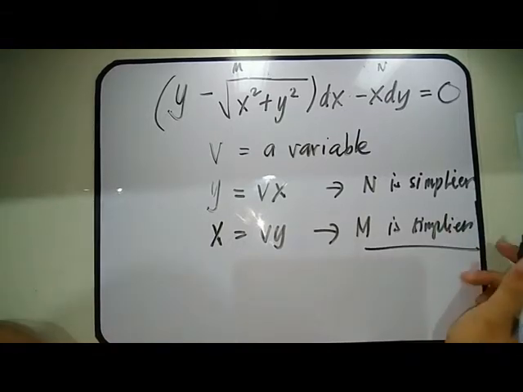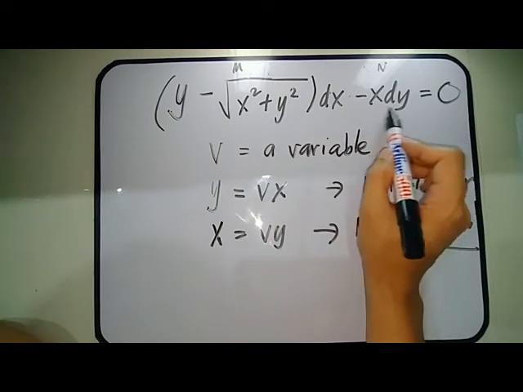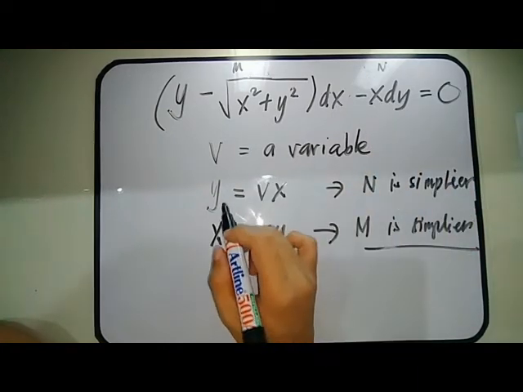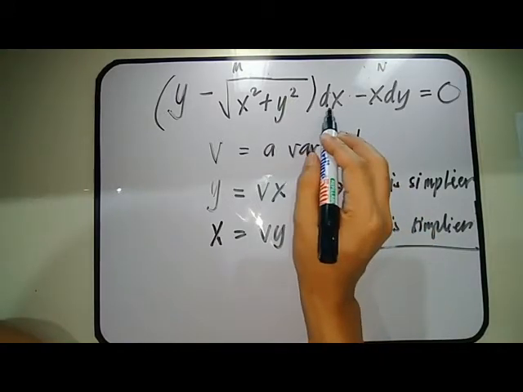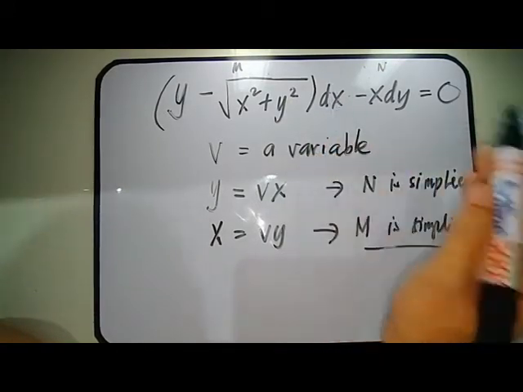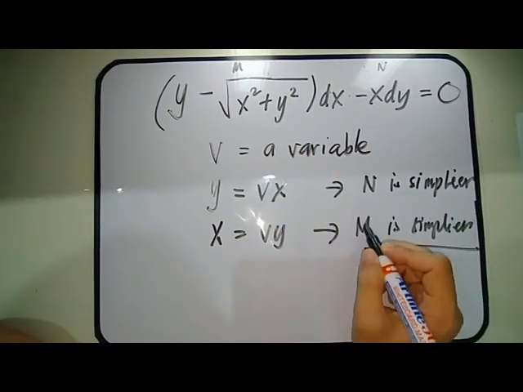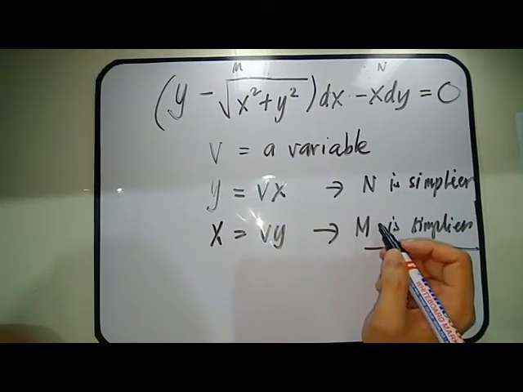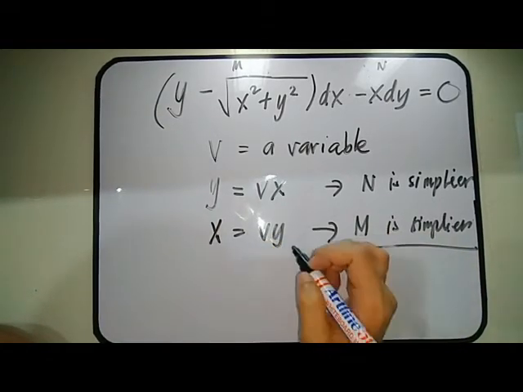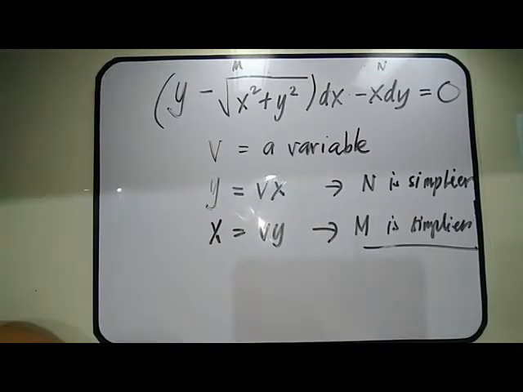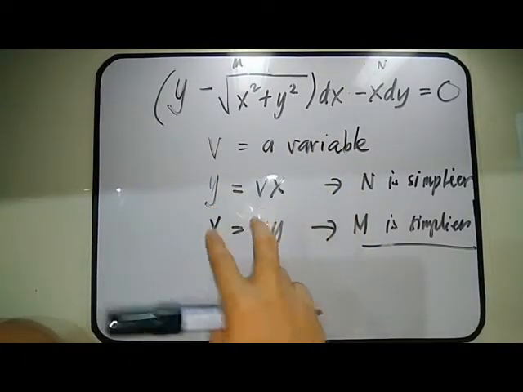So hindi ka malilito dito guys because nakadepende naman yun sa differential. For example, differential of y is simpler, yung katabi niya. Therefore, y is equal to vx yung substitution natin. But here, if dx is actually simpler, yung katabi ng dx which is m as a m na expression, yung substitution natin guys is x is equal to vy. Okay? Now, gamitin natin tong substitution to this problem. So, y is equal to vx.